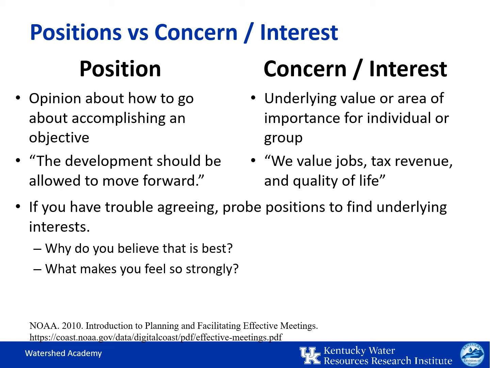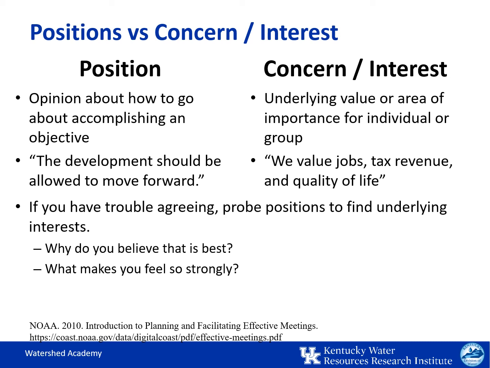A position will include underlying concerns or interests that need to be probed. For instance, someone may insist that development should move forward in spite of environmental concerns, but by probing that position, you might identify values such as job creation, increased tax revenue, and enhanced quality of life. When values, concerns, or areas of importance are stated, discussion can then turn to methods of compromise or solutions that address all of the concerns.